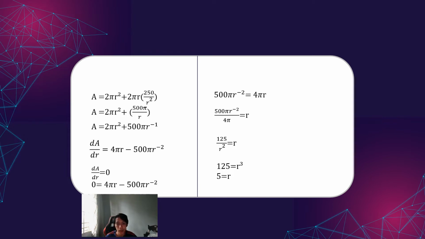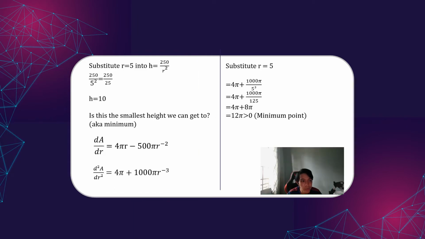Final step is we take the power of 3 and bring it back to the left side, resulting in a cube root of 125. And our final answer is 5 equals r. Now we have the value of r. We substitute that value into h equals 250 over r squared. That will be 250 over 5 squared, which is 25, and divide it normally, and h will be 10.